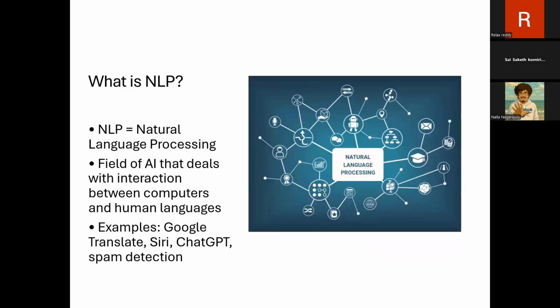Now let's talk about what is NLP. Natural language processing is a bridge between human language and machines. The idea is to allow computers to read, understand, and generate text or speech in a way that feels natural to us. Think about how you ask your phone for the weather or how Gmail suggests replies to your emails.